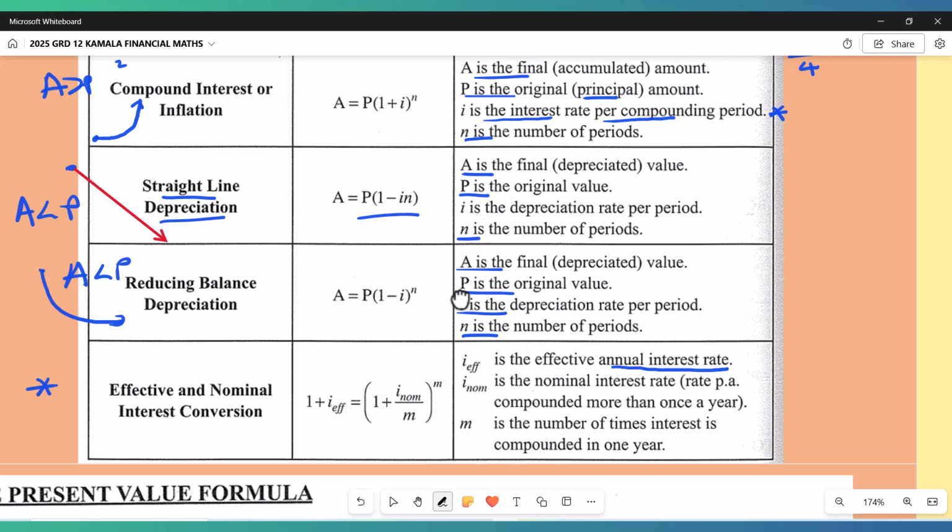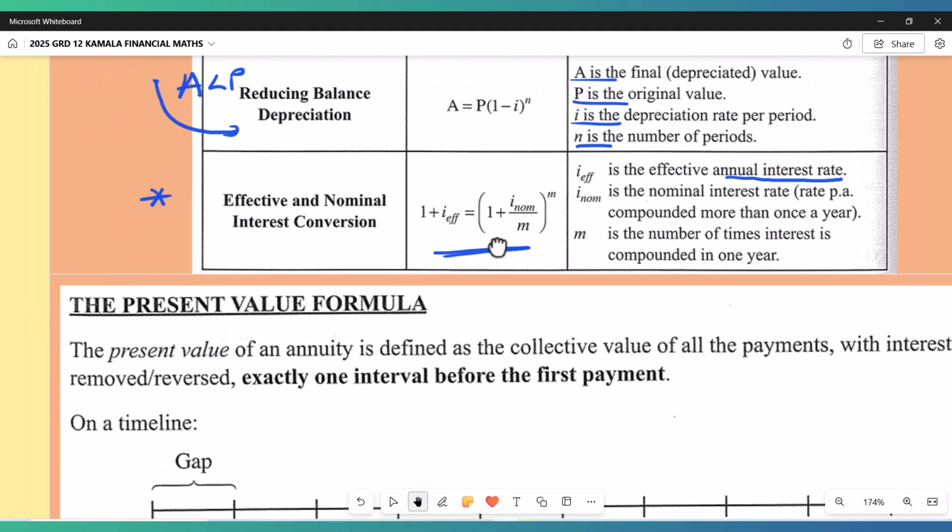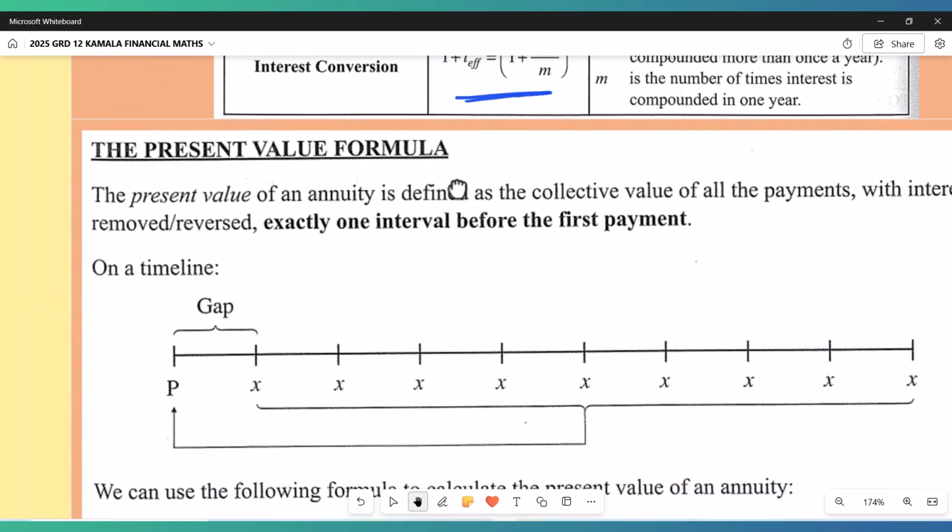Okay, then M is the number of times interest is compounded in 1 year. We look at examples to do this with this formula here. Now, this formula does not come in your examination sheet, but you must put it in your head. Today I'm specifically going to talk about the present value formula.